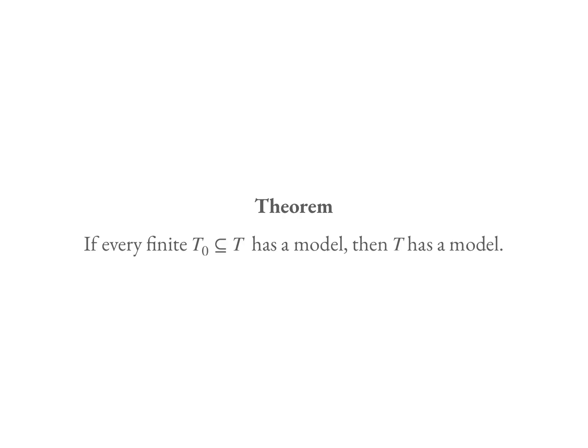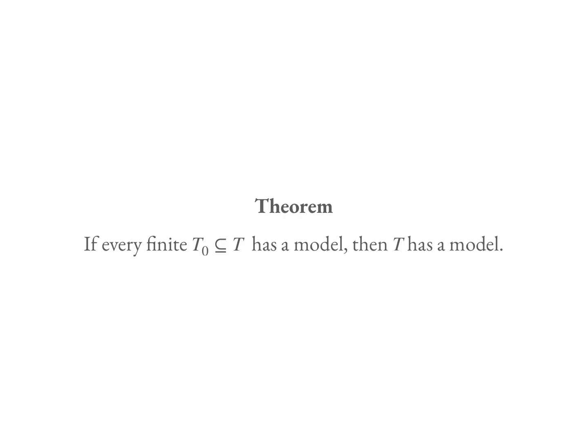At the end of last lecture, we derived the compactness theorem, which turned out to be a pretty easy consequence of the completeness theorem. So the theorem says that if every finite subtheory T0 of a theory T has a model, then T has a model.